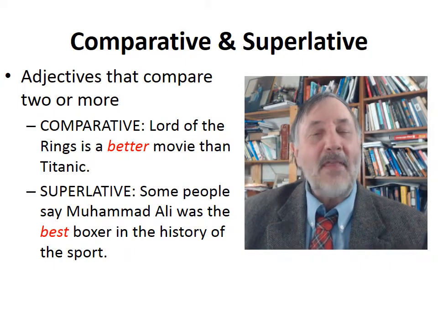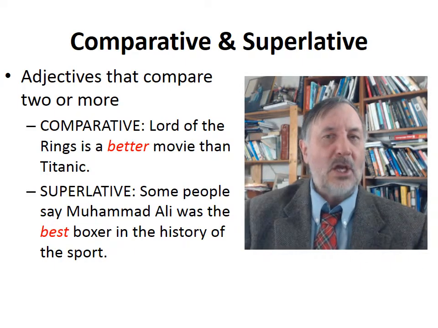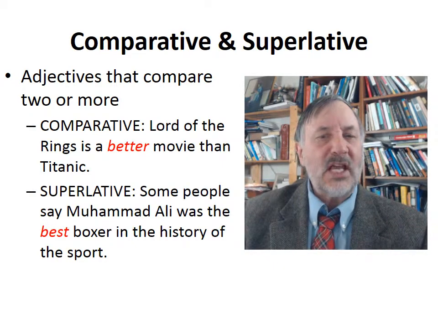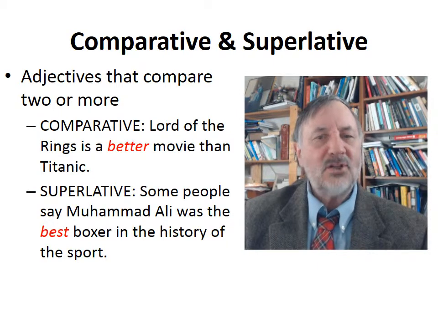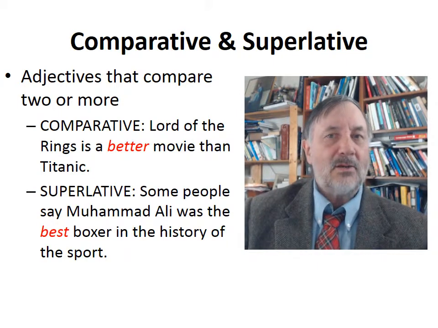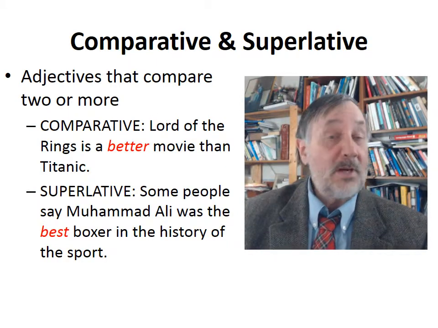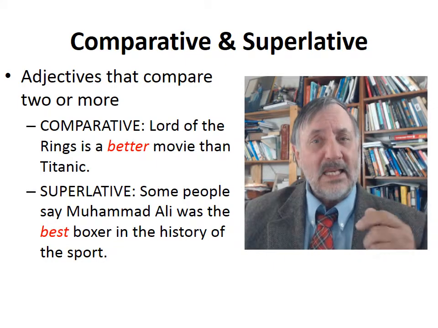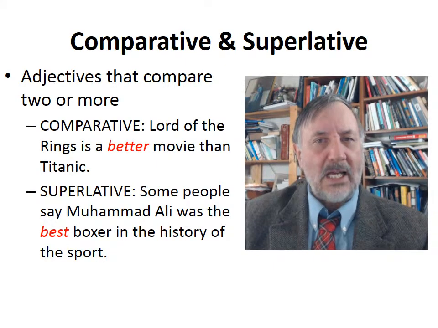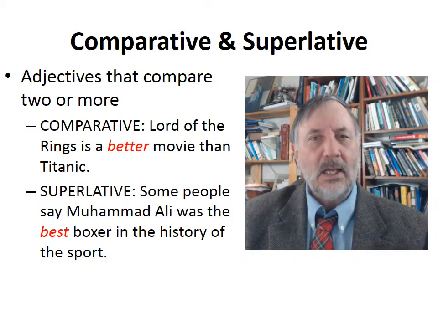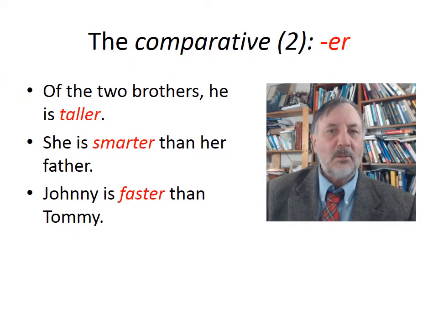Okay, and then you have the superlative, which compares three or more things, and we could say something like, some people say Muhammad Ali was the best boxer in the history of the sport. So best. You notice we don't say he was the better boxer in the history of the sport, because there are many different boxers. Remember, three or more. He's the best boxer. And in the next couple slides, we'll break down the usage of the comparative and the superlative a little bit further.